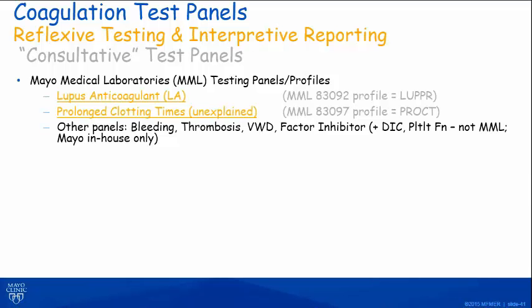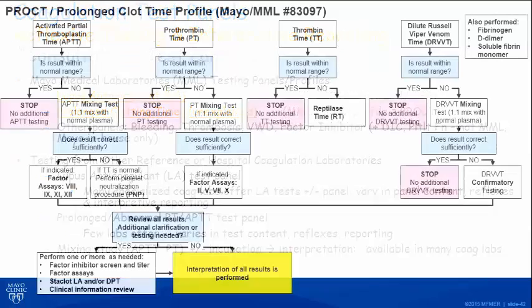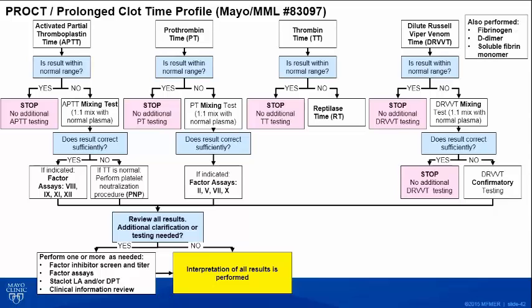We have other panels, as mentioned, including some that are in-house. Many laboratories do offer a lupus anticoagulant panel. It varies in the amount of reflexive testing and interpretations. This panel is less common, and then, as I mentioned, mixing studies are available in many local or hospital laboratories. This profile is available on your app. It's how we approach prolonged clotting time profile testing.